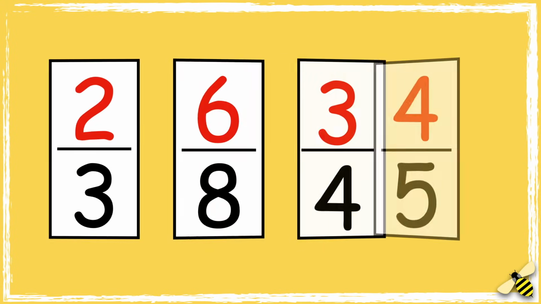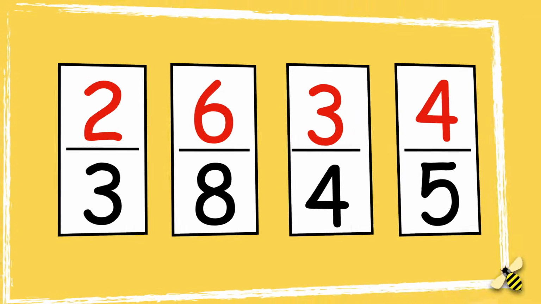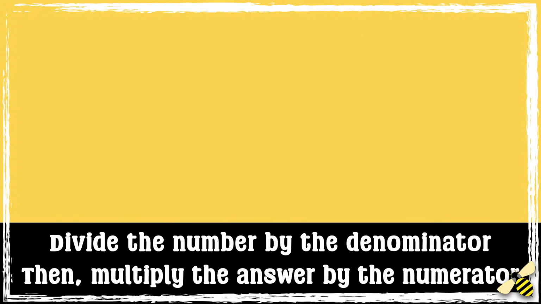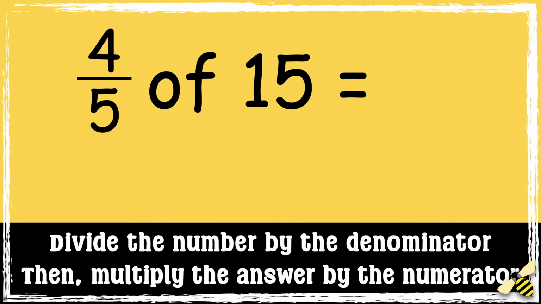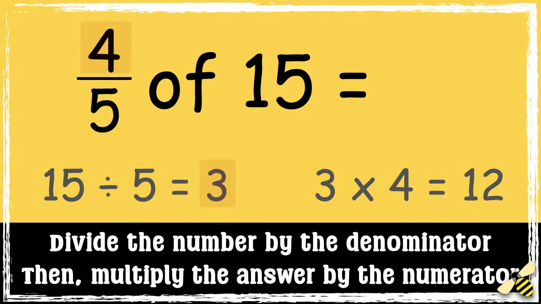Now let's look at non-unit fractions. So let's look at 4/5 of 15. We start off with the same process. We divide the number by the denominator. So 15 divided by 5, which was 3. Then we need to multiply the answer by the numerator. So we do 3 times 4. 3 times 4 is 12, so the answer is 12.